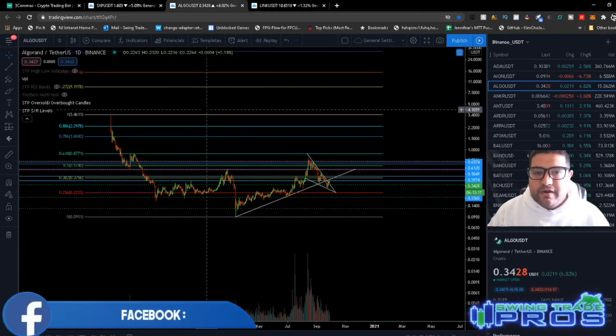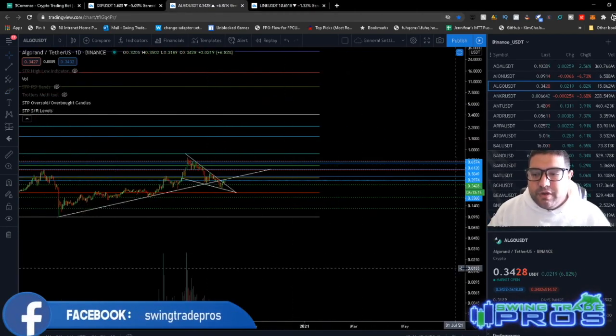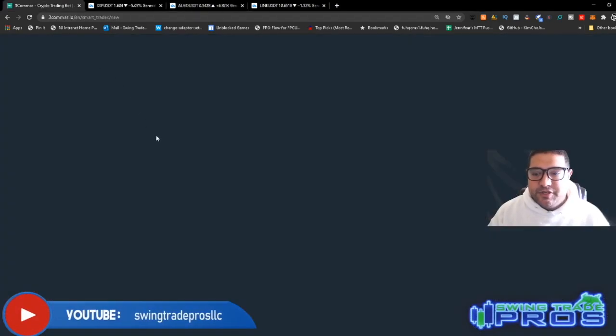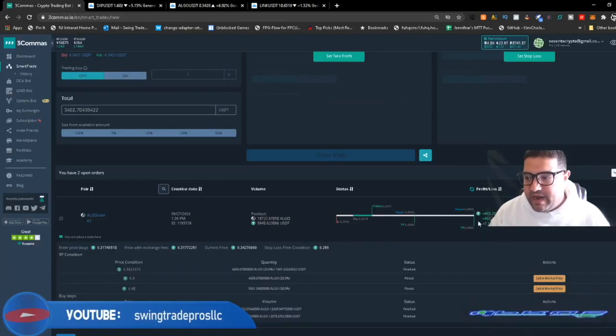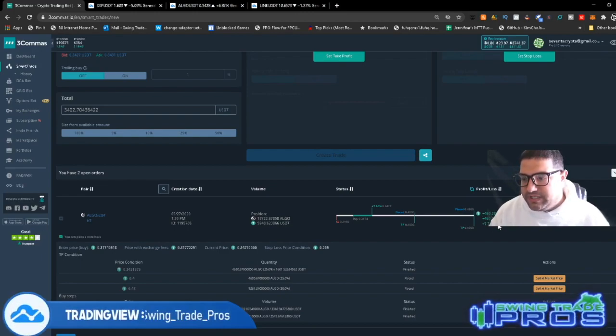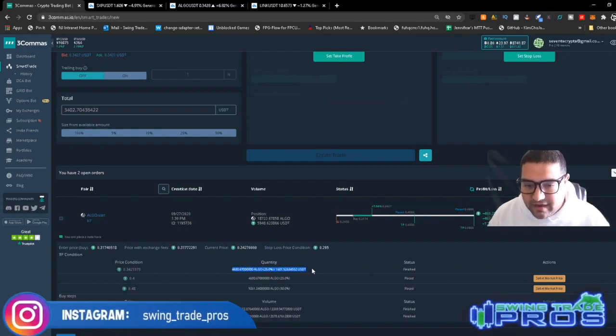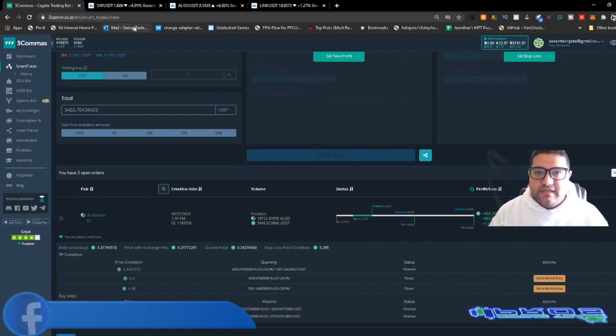Okay, so here you go on Algorand, another beautiful falling wedge trade setup here. I'm actually currently in this position. As you guys can see right now, I'm up $460, almost 7.75% on this trade setup. I have hit one of my take profits here at 34.2 cents.